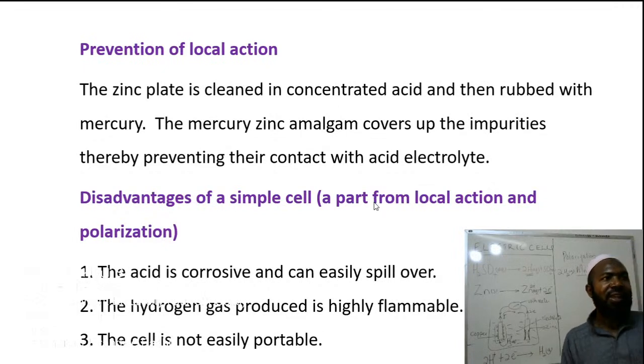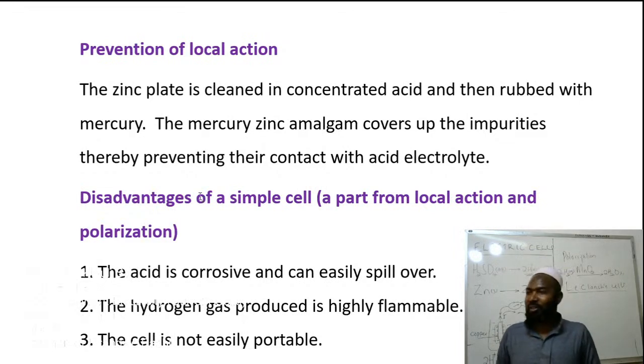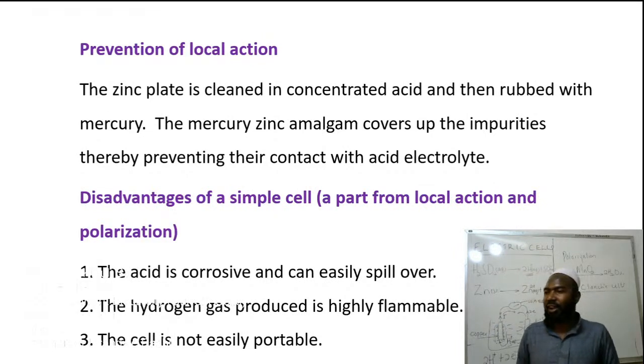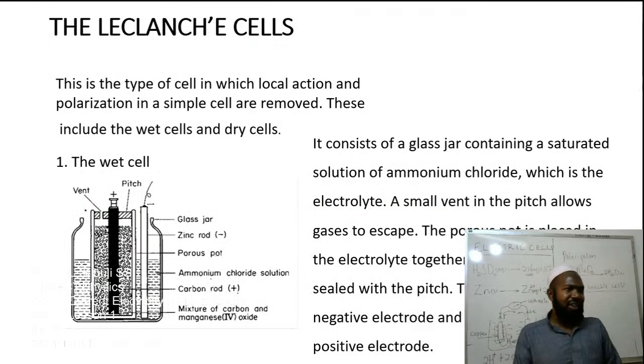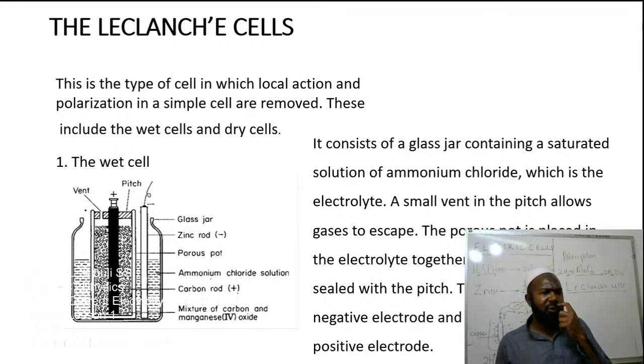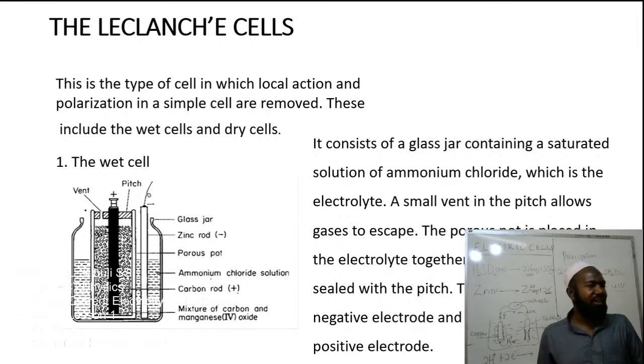Now we go to what we call Leclanché cells. Now Leclanché is the person. Having studied a simple cell, he realized that it is coupled with a lot of weaknesses. First of all, there is polarization, there is local action, acid spillover because it is a liquid, and all of those. He said that we need to make an improvement on the simple cell, and then produce what we call the Leclanché cells.